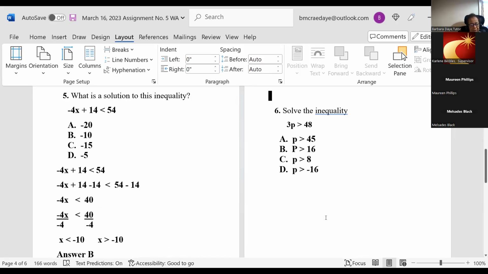You're solving for p. What's the answer? The answer is... Yes, small p. What's the answer? I'm trying to remember how to do this one.